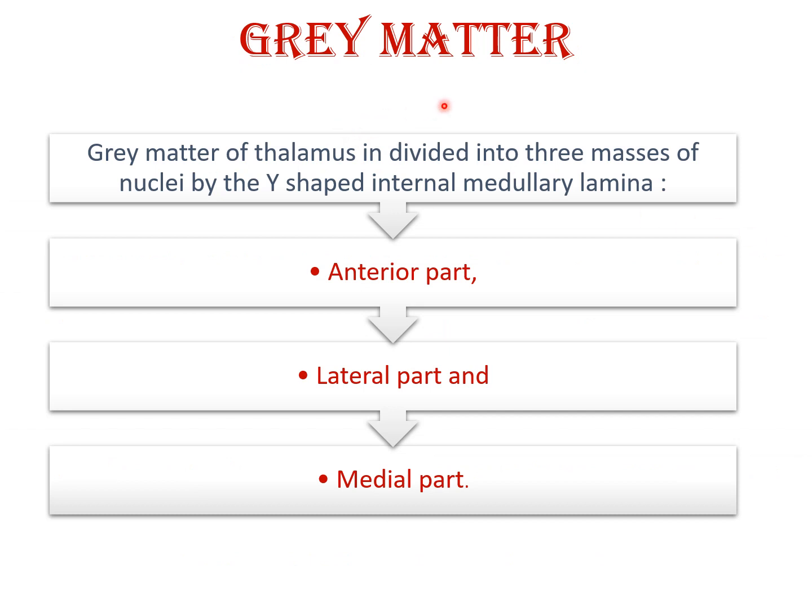Then about the grey matter. The grey matter is divided into three masses of nuclei by the Y-shaped internal medullary lamina: the anterior part, lateral part and medial part.